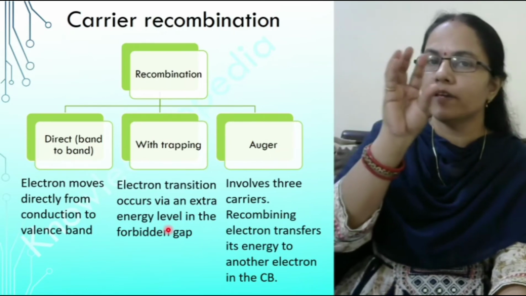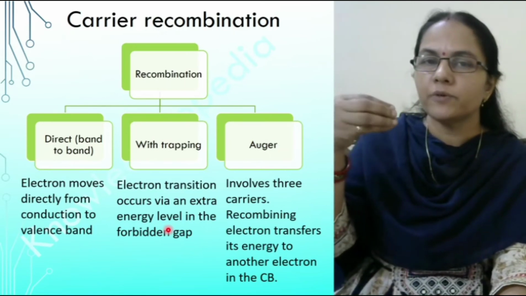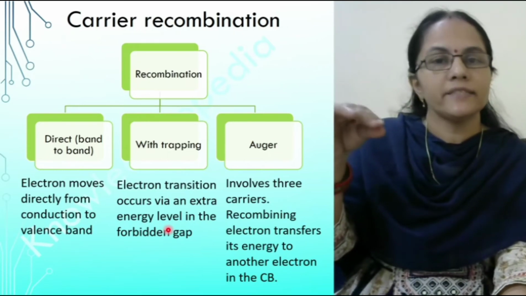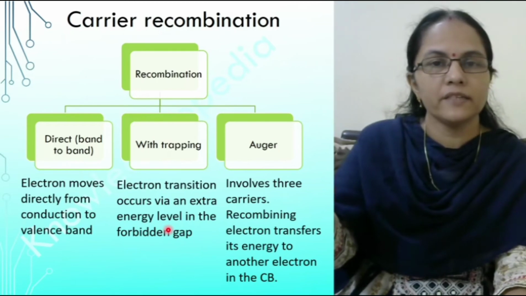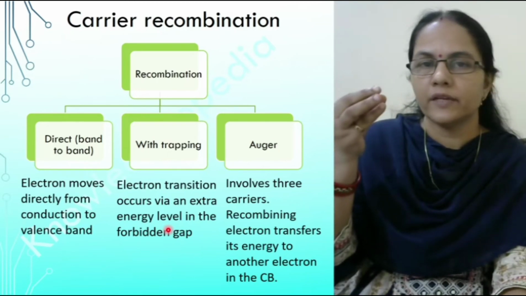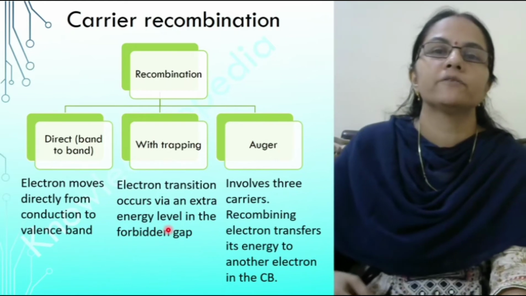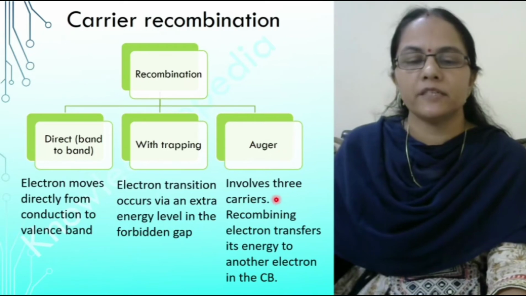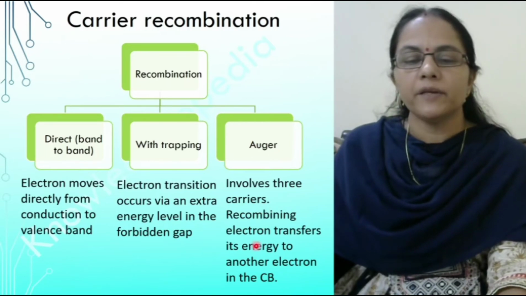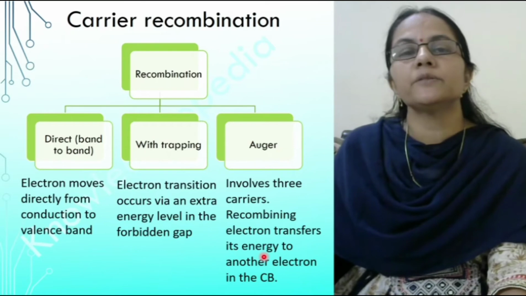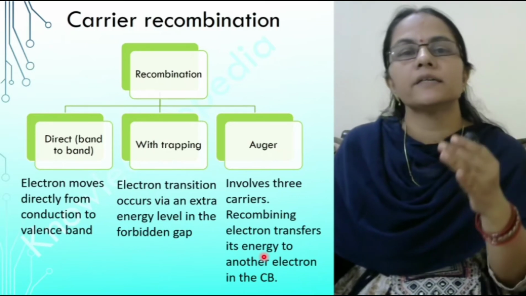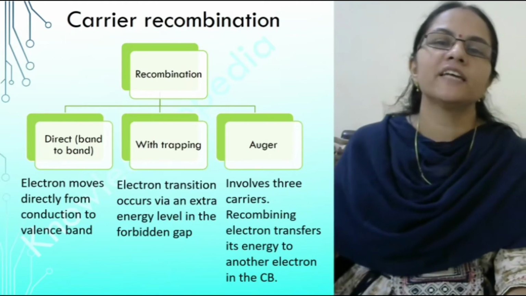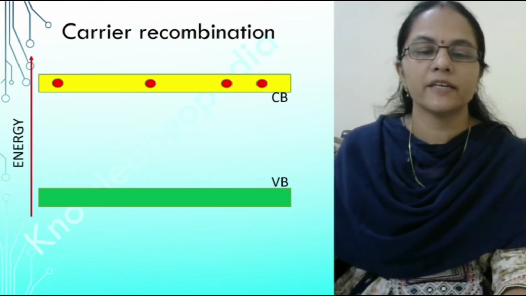If an electron is moving in the conduction band, it will transfer its energy to some other electron, and as it transfers some of its energy, the electron's energy will reduce and it will come back to the valence band. That is, Auger recombination involves three carriers. The recombining electron transfers its energy to another electron in the conduction band. Let us understand these three types of recombination with the following diagram.